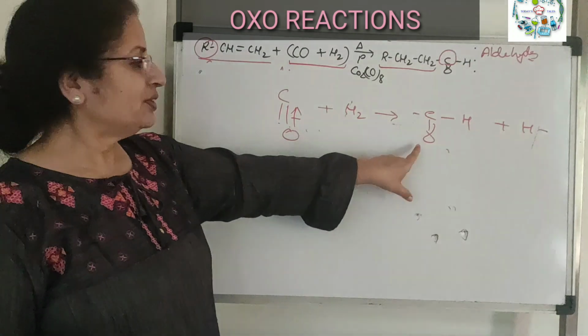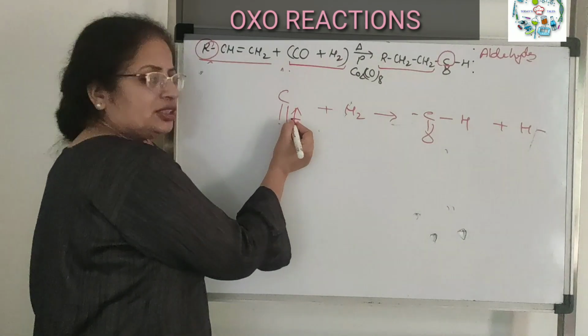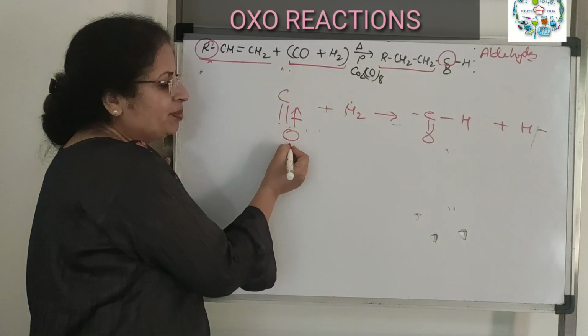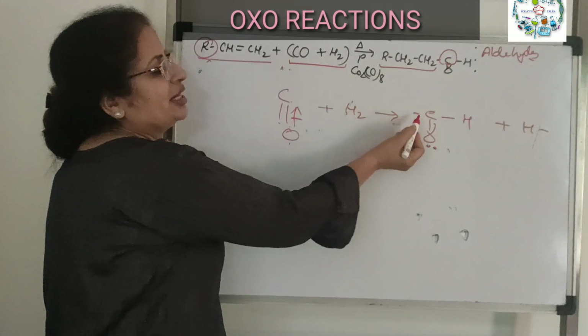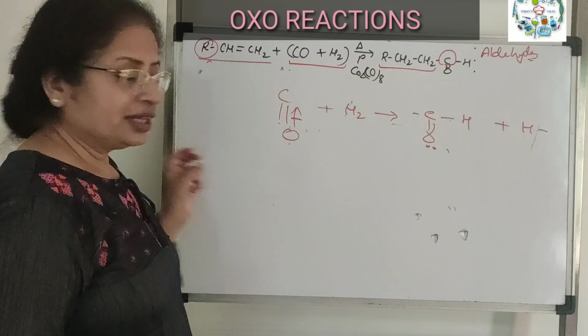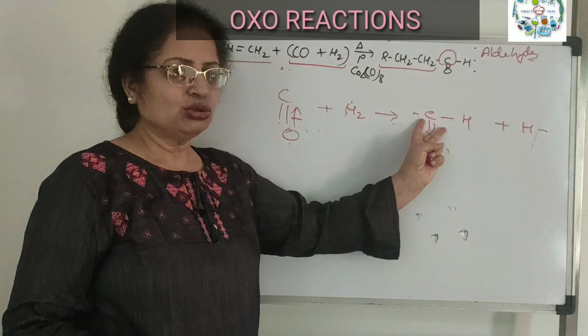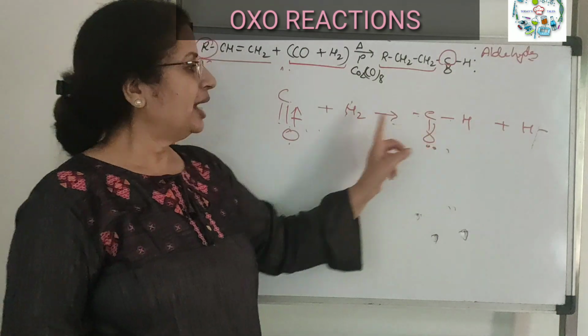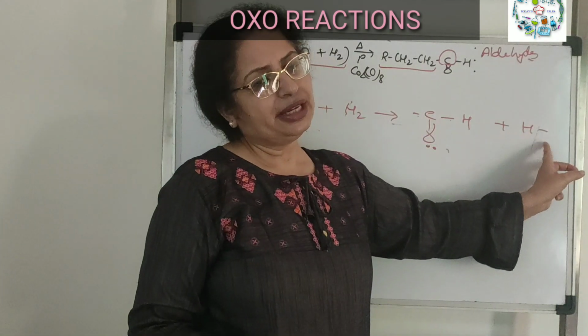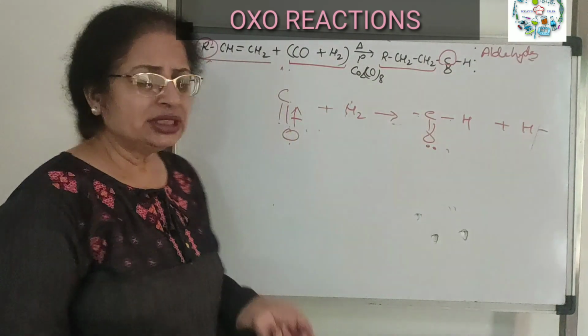So what is the difference? Here after breaking this bond, the lone pair of oxygen will come back to oxygen and the two valencies of carbon will become free. And on these two valencies, one of the hydrogen atoms will come from hydrogen and the other hydrogen will remain as a hydrogen radical.